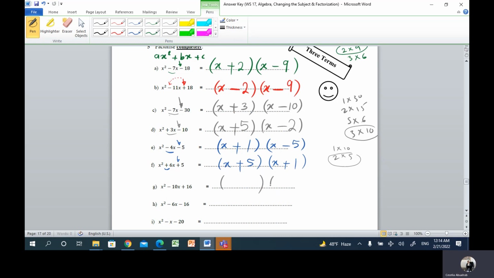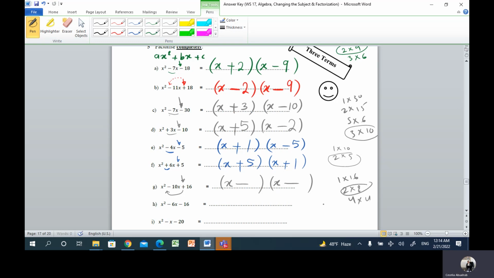So we're going to open two brackets. Look at the last term, which is c. c is positive, so it's telling me look at the sign of the middle term. It's negative, so take the sign of the middle term for both brackets. X squared is x times x, and 16 is 1 times 16, 2 times 8, or 4 times 4.